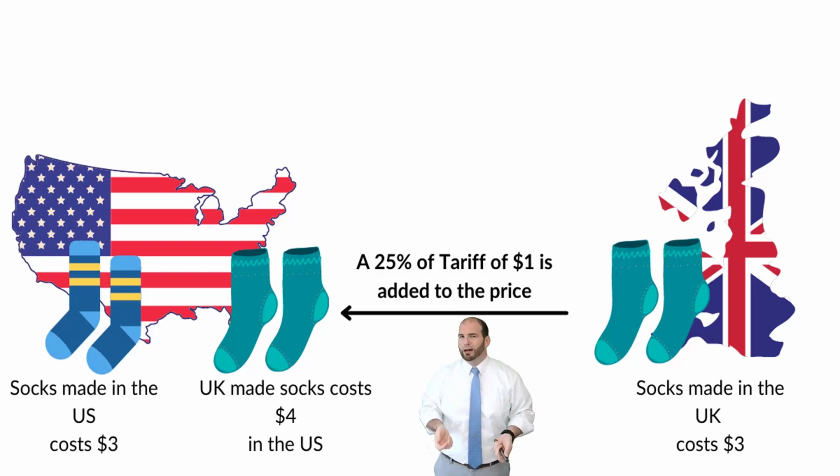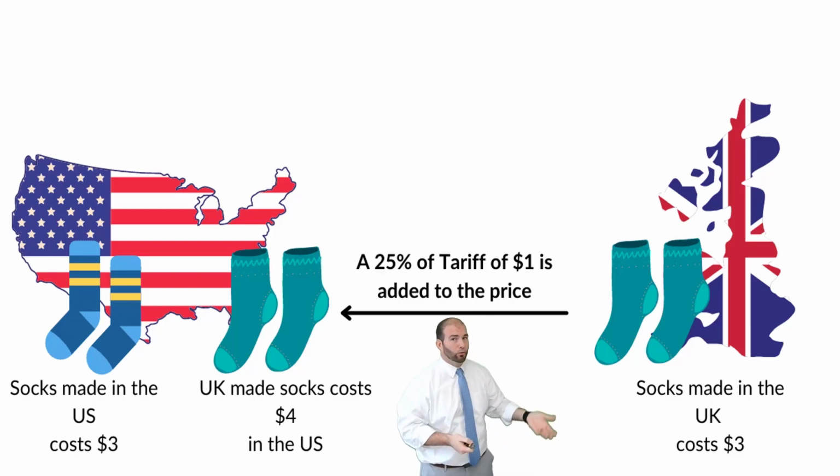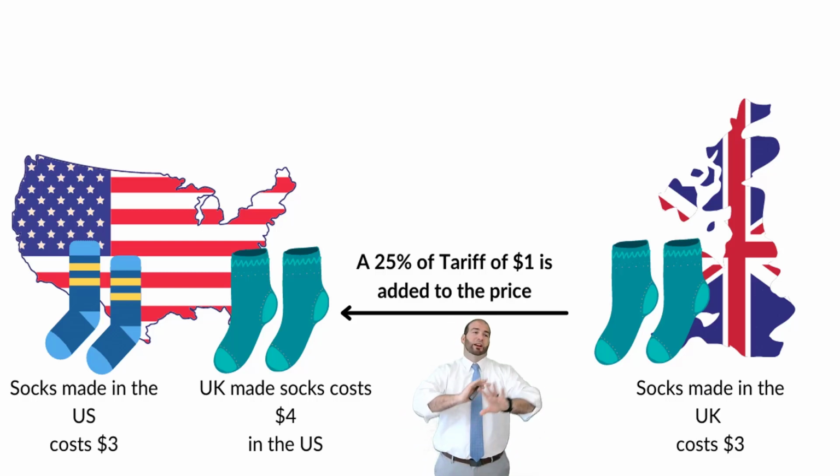Which one would you buy? If they're exactly the same, you most likely would buy the American socks because they're cheaper in America, even though they're originally the same price. Why would America do this? Well, they do it to try to protect American jobs, because if they shipped them over and they were cheaper, then more people would buy the English socks and it would hurt American workers. So that's a fictitious example.